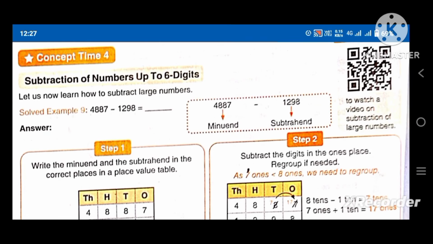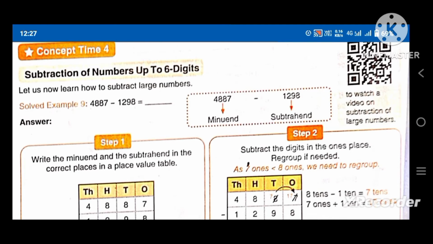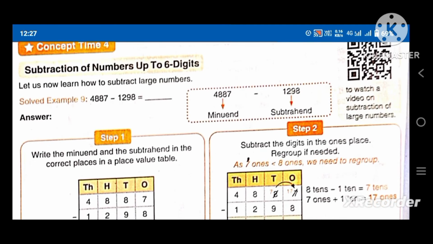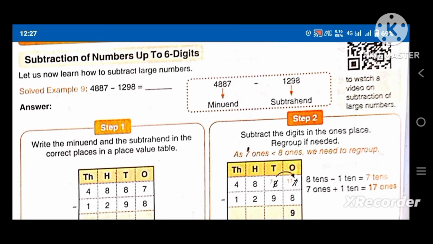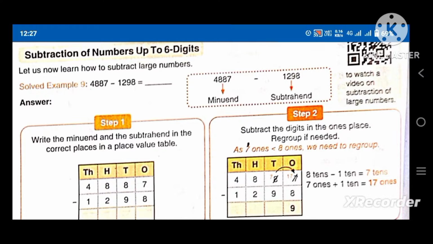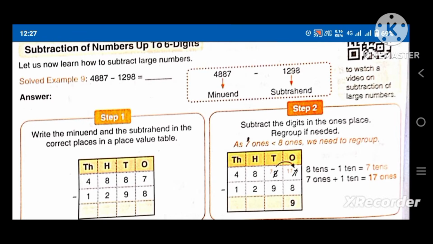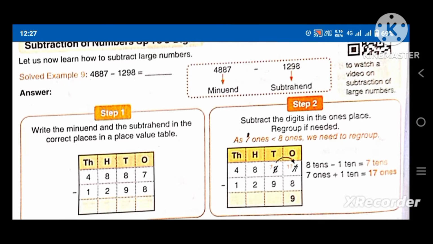Hello students, concept time for Active Math 4th class, Learn app book, subtraction of numbers up to 6 digits. Let us now learn how to subtract large numbers.